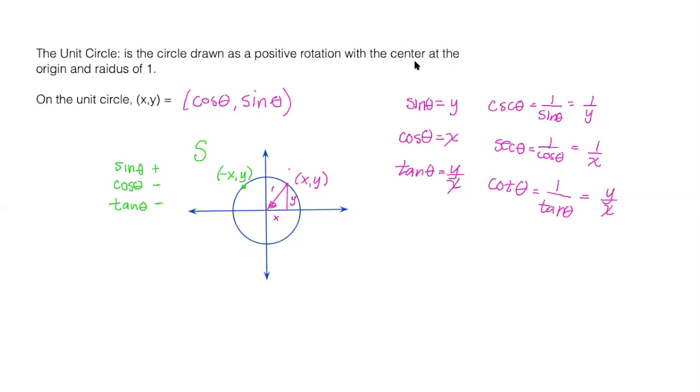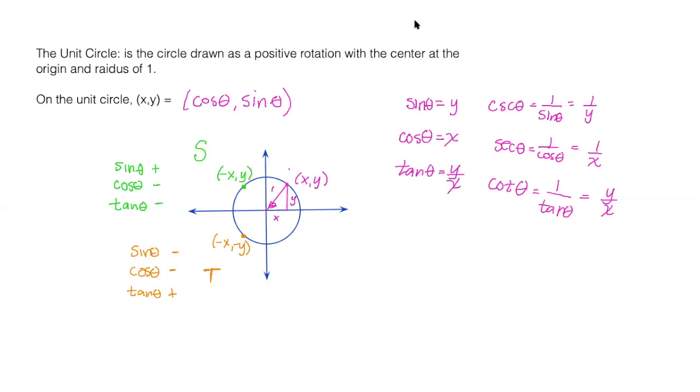If I pick something in the third quadrant, so say I pick this point, this coordinate would be negative x, negative y, right? Both of these would be negative because I went left and I went down. So if I look at sine theta in this quadrant, sine would be negative. Cosine theta would be negative. Tan, a negative divided by a negative, would be positive. So the only thing positive in this quadrant is tan.